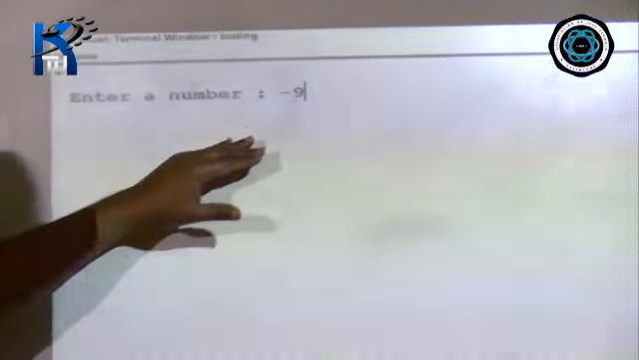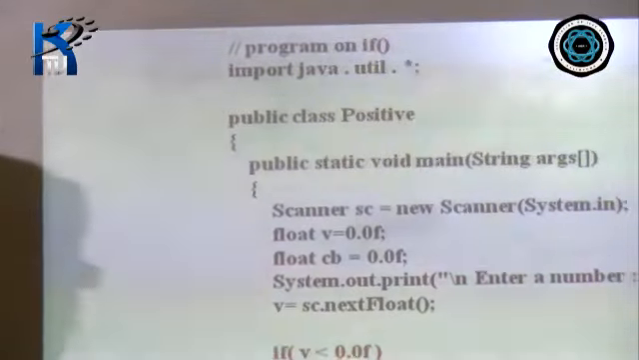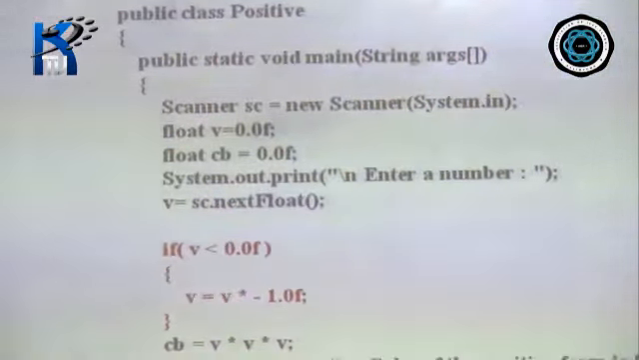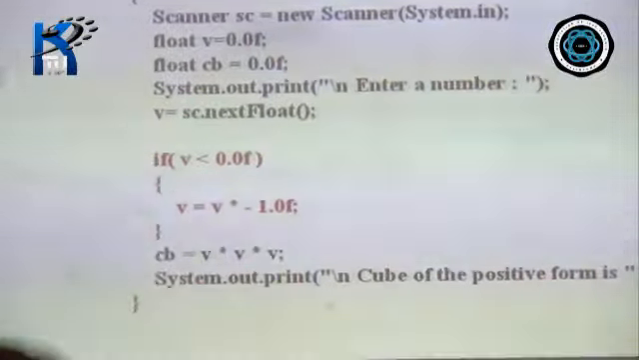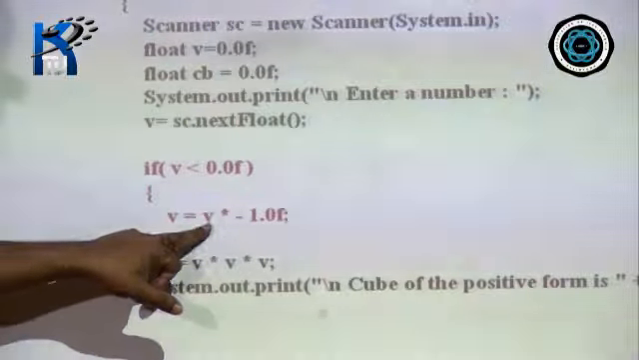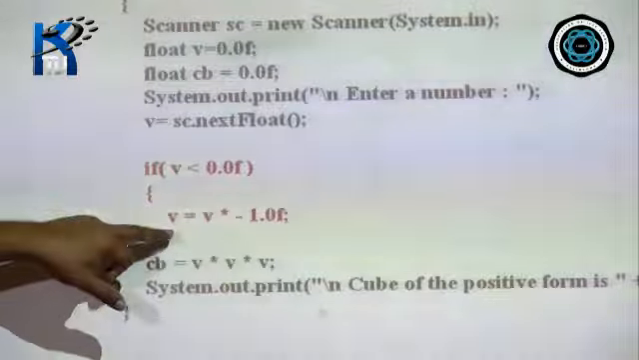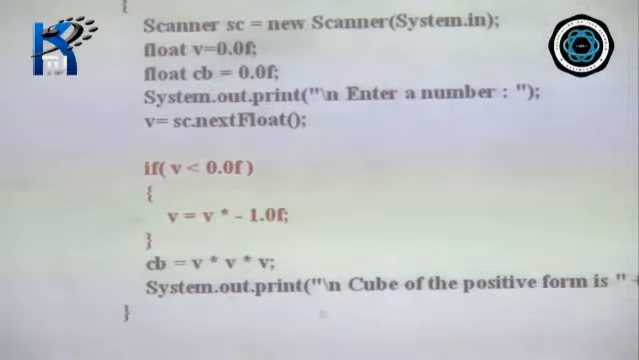Now suppose we give -9. Instead of 9, we give -9, a negative value. In this case, when you give a negative value, remember, this condition becomes true now. So control enters here. So we have given the value of v as -9. So -9 into -1 becomes 9. So the new value of v is 9. User has entered -9. Here the value of v has become 9. And then it proceeds with the rest of the program.